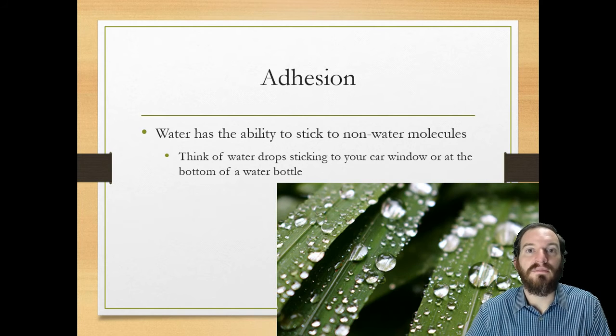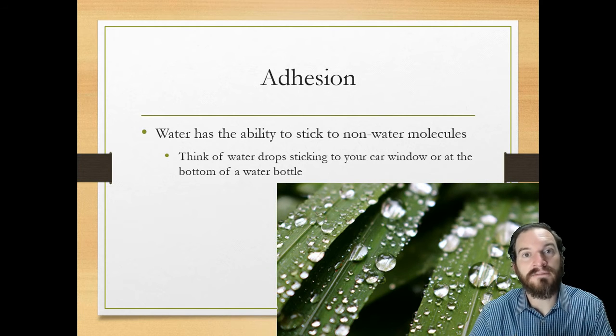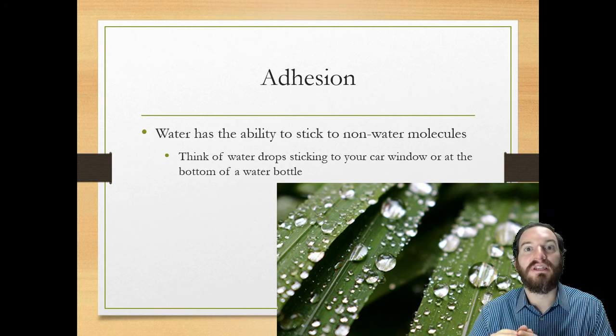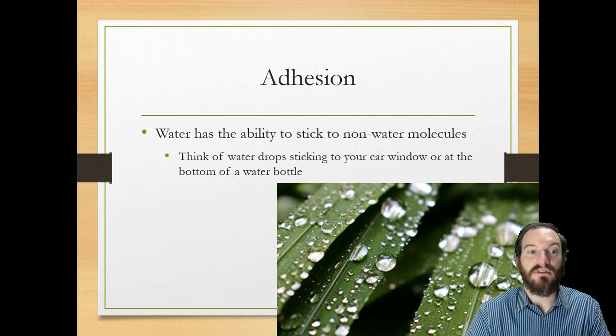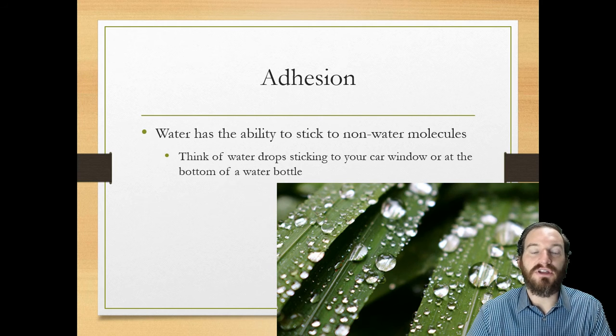Next property of water is adhesion. Now, cohesion is when water sticks to water. Adhesion is when water sticks to non-water molecules. So it's something besides water. So sometimes it's like a plant, like you see here, the dewdrops or the raindrops collecting on a plant. The cohesion is holding the water together on itself, but adhesion is holding it to the plant.